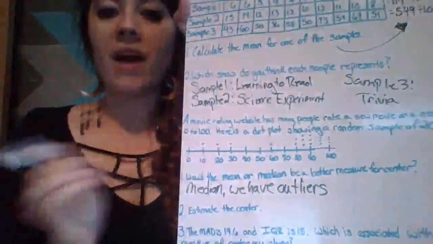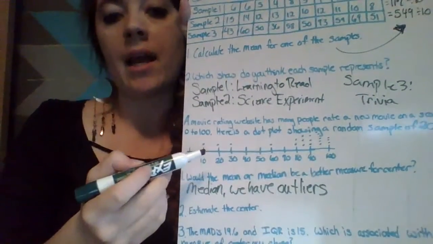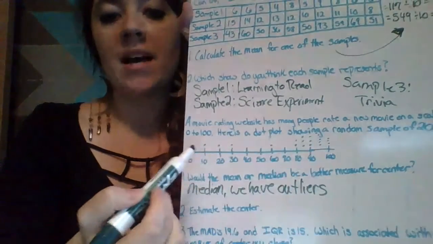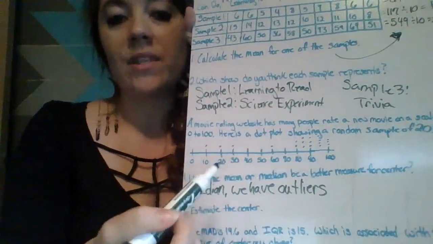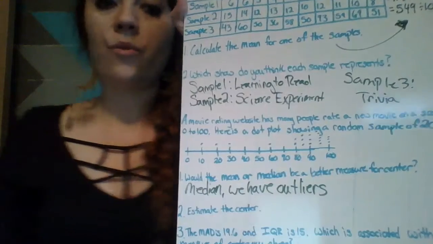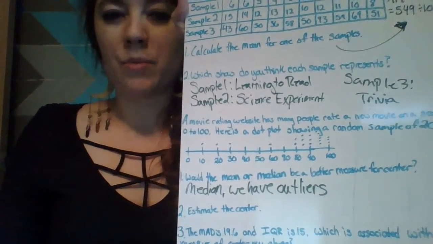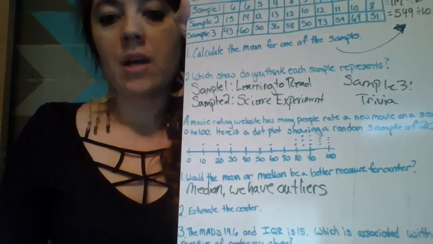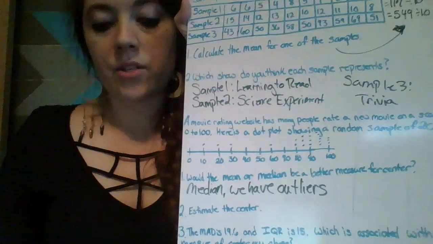That helps find the exact middle, because if we think about adding all of these values up, because of this 10, 20, 30, even the 60, it's going to skew it lower than what is really represented, because we have those few random outliers. So the median, because we have outliers.